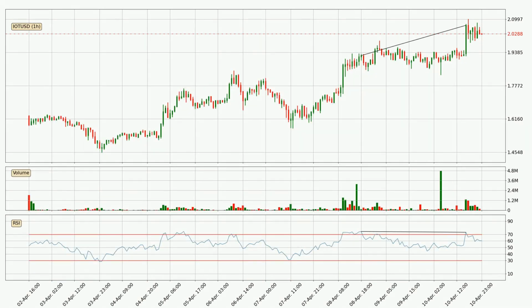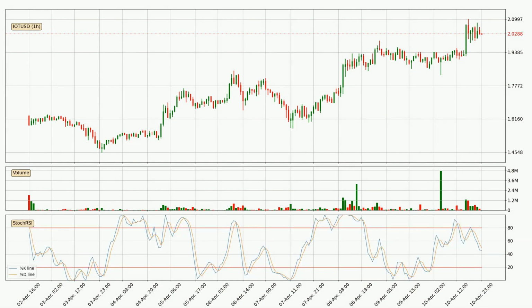Searching for divergence in the hourly time frame, owing to a bearish divergence, the price could go down from now on or at least remain stable for the time being. Looking at the hourly stochastic RSI, there are no signs of the stochastic RSI being oversold or overbought at this time, but the %K line is below the %D line, which means the current trend is on the downside.